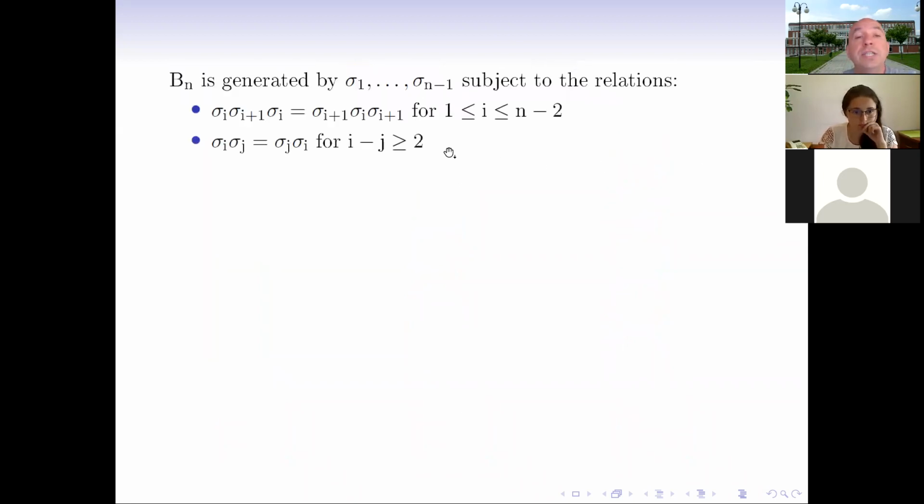So there are generators, sigma 1 and so on, sigma n minus 1, as we have seen before. And then they are subject to relations. Well, they're pretty nice relations. Sigma i, sigma i plus 1, sigma i equals sigma i plus 1, sigma i, sigma i plus 1 for all i between 1 and n minus 2. N minus 1 already does not fit. And then sigma i, sigma j equals sigma j, sigma i if i and j are sufficiently far away from each other.